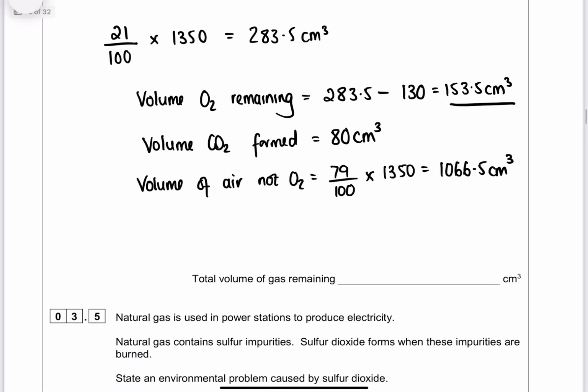So add on 153.5 and add on 80, and I'm getting 1,300 centimetres cubed. So we've got the unreacted oxygen, the formed CO2, and the part of the air that wasn't oxygen in the first place.